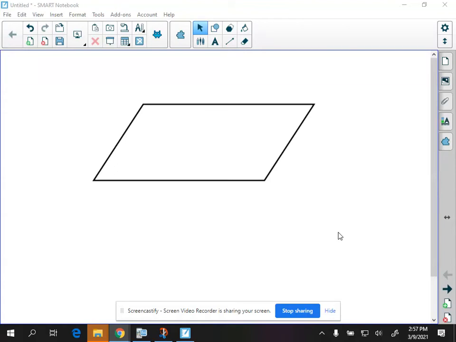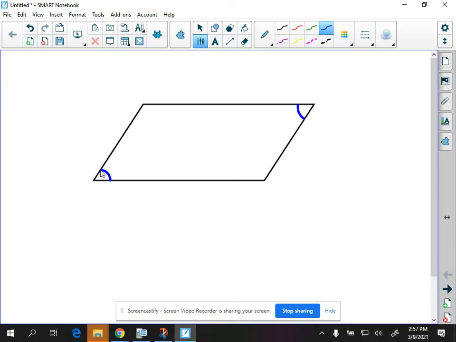Okay, so we are going to be talking about the properties of parallelograms and some things that we know about the angles of parallelograms. So one of the things that we know about a parallelogram is that the opposite angles are congruent to each other. So this angle is congruent to this angle because those are on opposite sides of the parallelogram. And this angle is congruent to this angle because they are on opposite sides of the parallelogram.